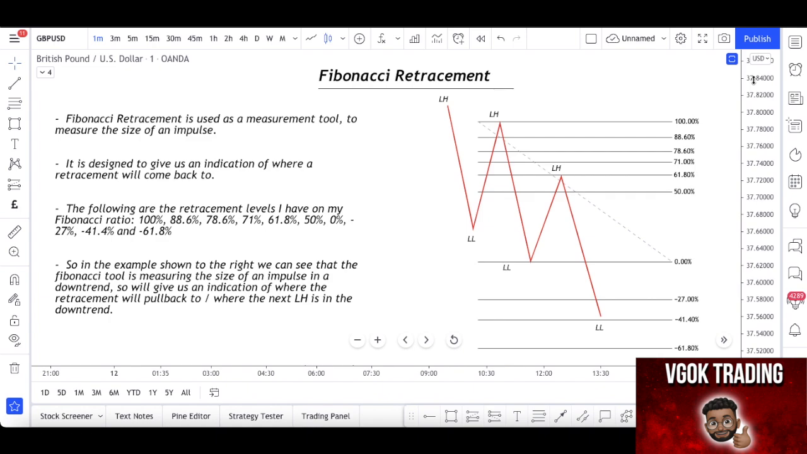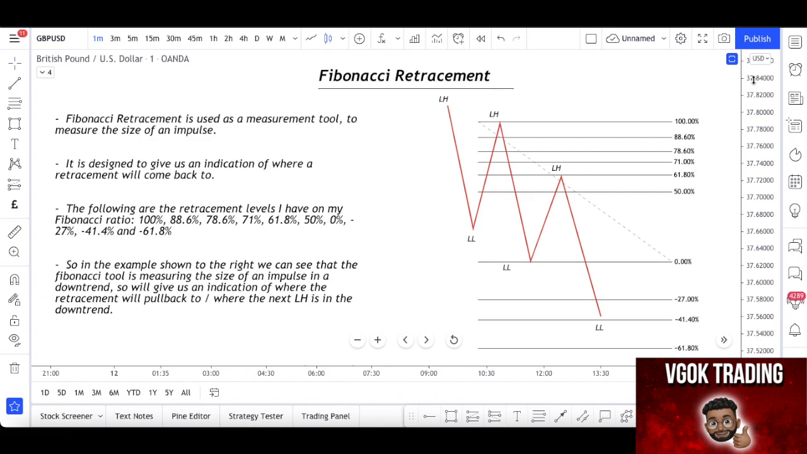So the following retracement levels that I have on my Fibonacci ratio are the 100%, the 88.6, 78.6, the 71%, the 61.8, the 50%, and the 0%. And for the extension levels, we do have the minus 27%, minus 41.4%, and the minus 61.8% as well.